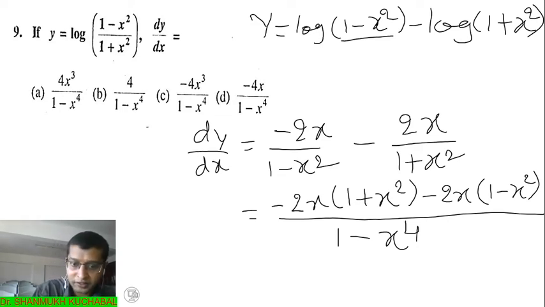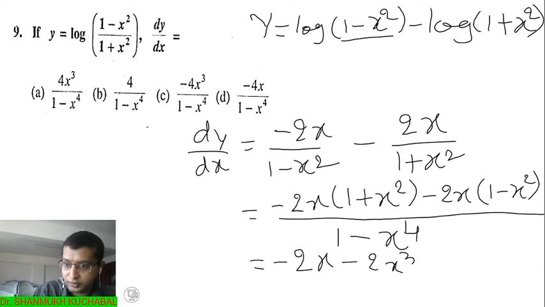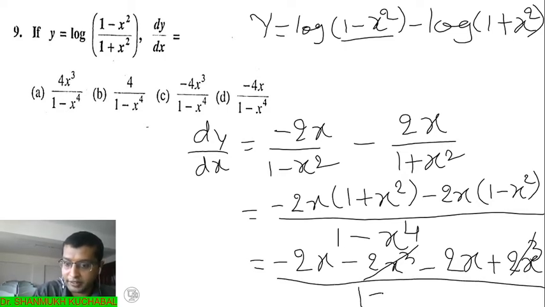Further we need to simplify the numerator. So it is minus 2x minus 2x cube, plus 2x cube. So this and this cancel, minus 2x minus 2x. The denominator I have written as it is, then minus 2x minus 2x is minus 4x, right? It is minus 4x.